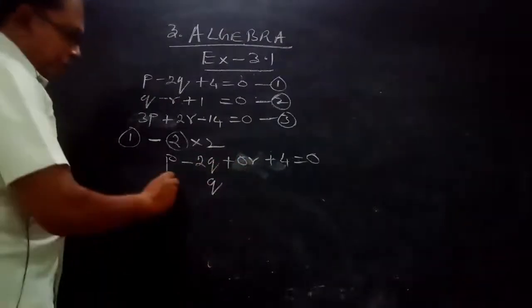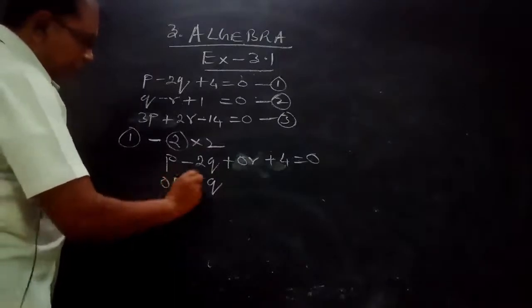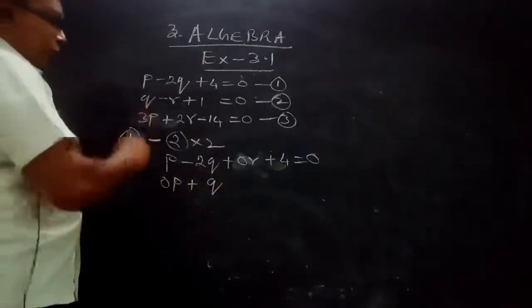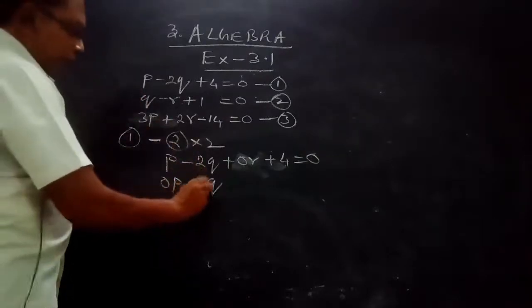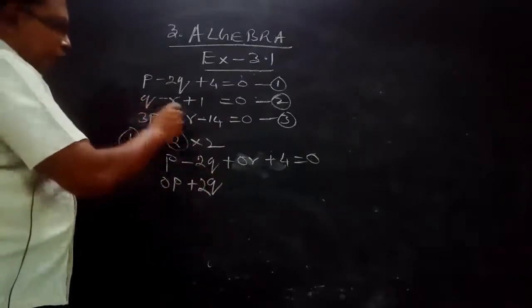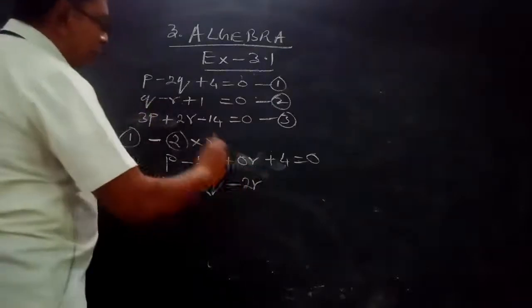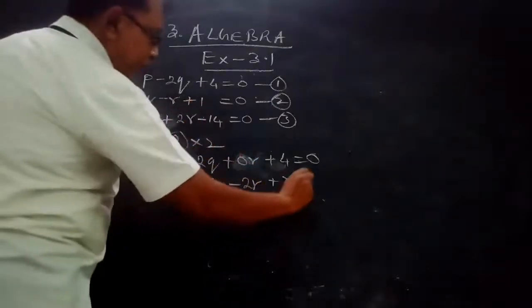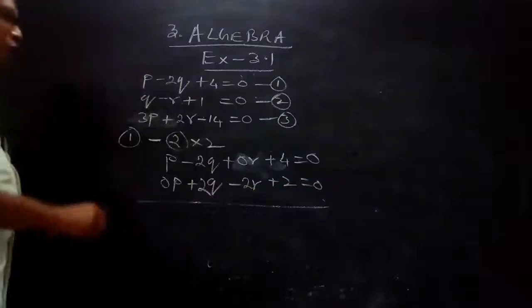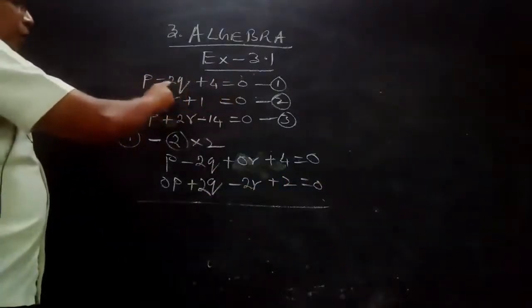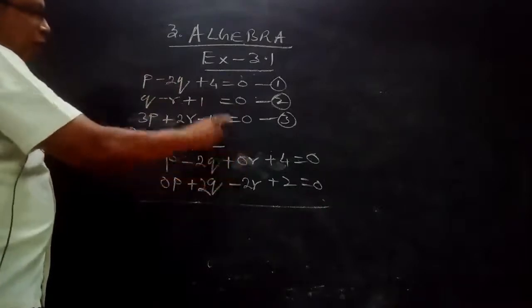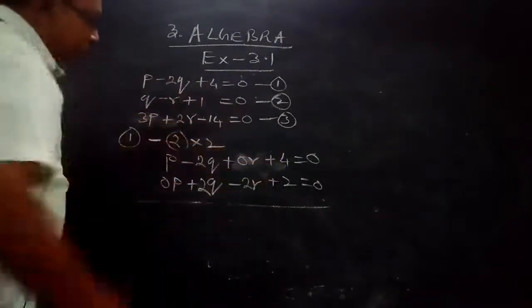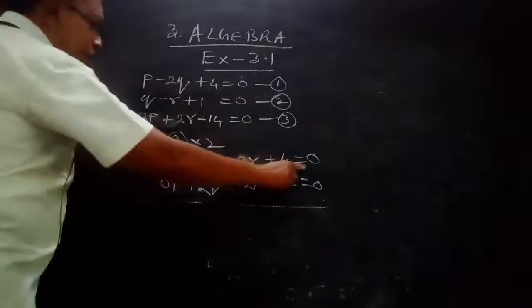Next p is the missing term. Therefore 0p plus 2q, the second equation multiplied by 2. Next minus 2r. Next 2 into 1 is the 2. The 2 equal to 0. The first equation you see the p plus 2q, r is missing, in the r place I write the 0r. Next constant is the plus 4. I write it equal to 0.